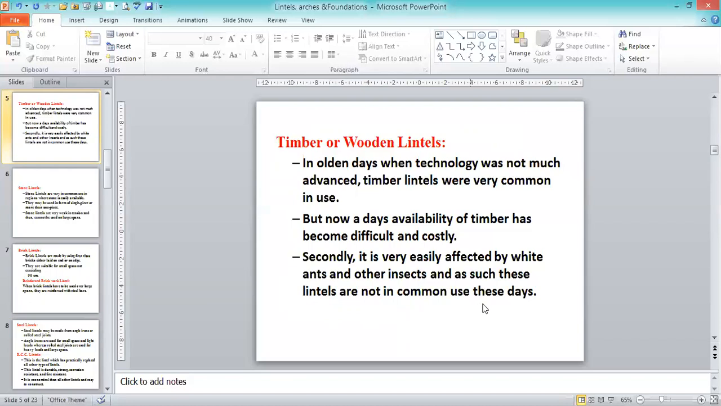Timber or wood is exposed to temperature and atmospheric agencies, so insects develop in the timber. If it is not properly seasoned, it weakens the structural element, the lintel itself. That's why we avoid timber or wooden lintels.